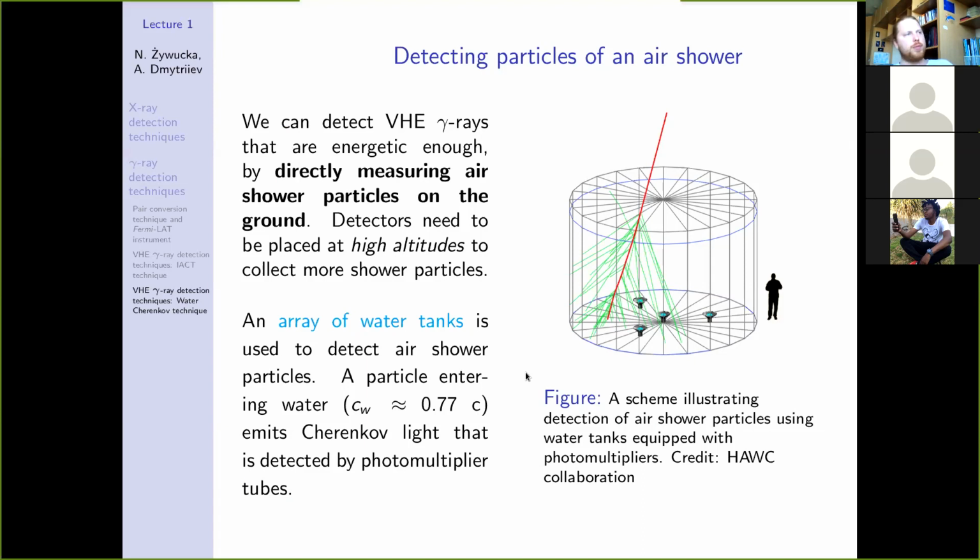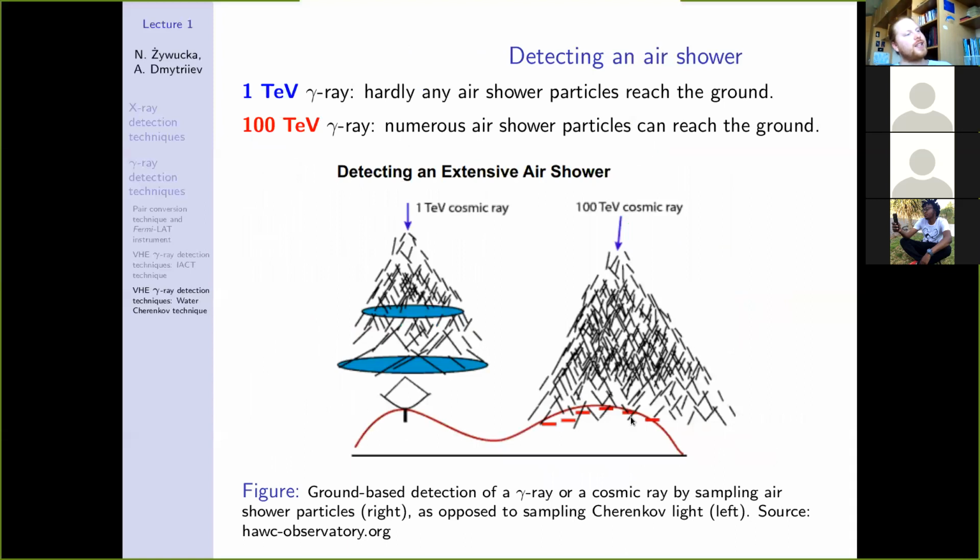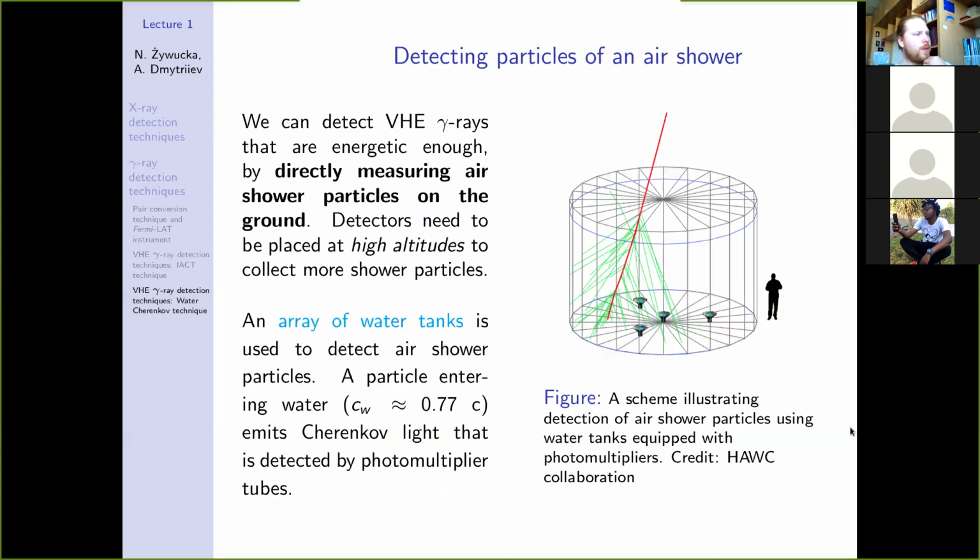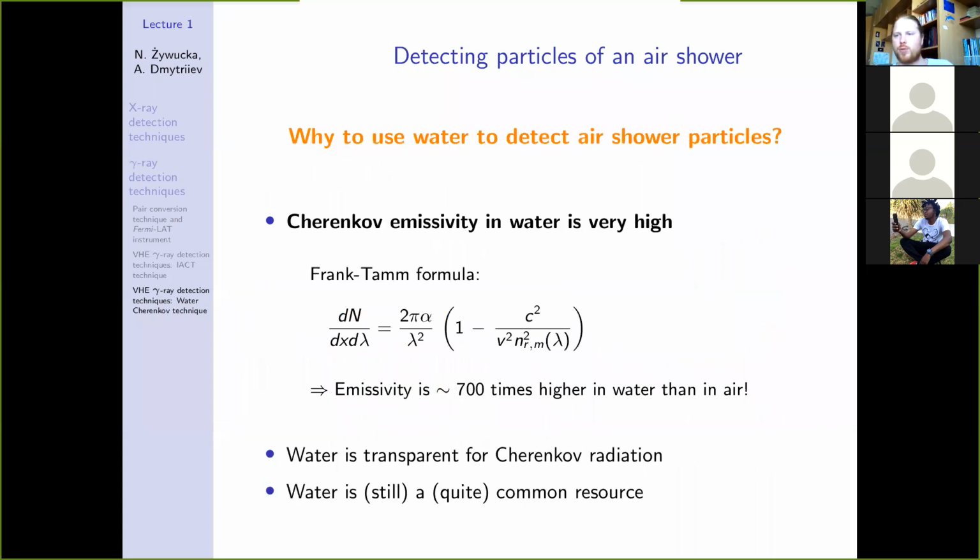So obviously you want to put these water tanks high up in the mountains at high altitudes, because you can see clearly that the higher you put them, the more shower particles you get, and the lower your threshold. So if you put your water Cherenkov arrays up here, you will be able to detect much lower energy gamma rays. So, why do we want to use water?